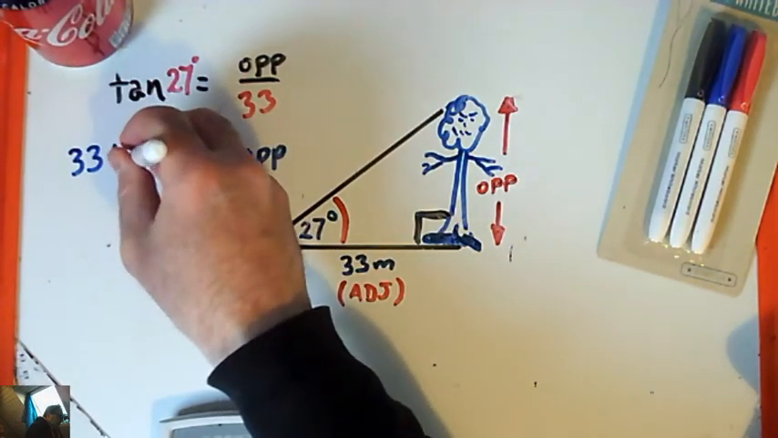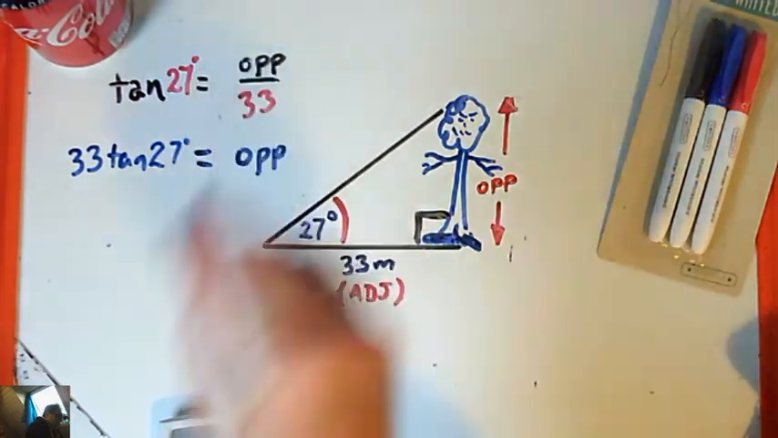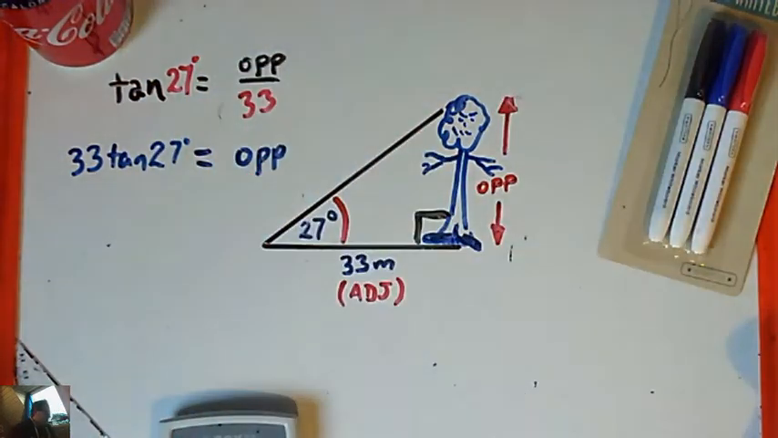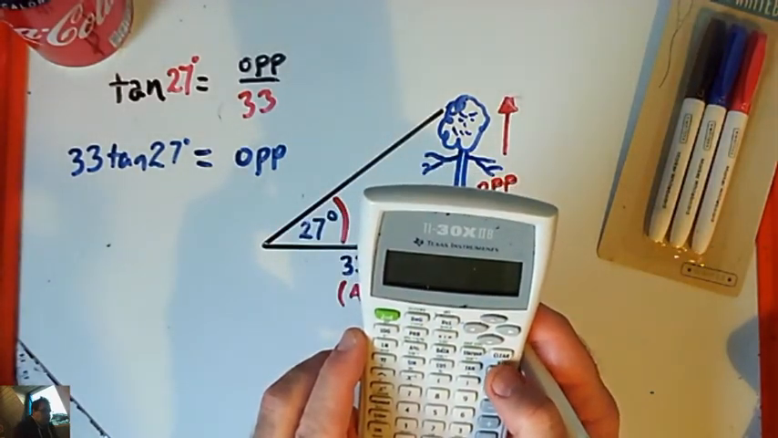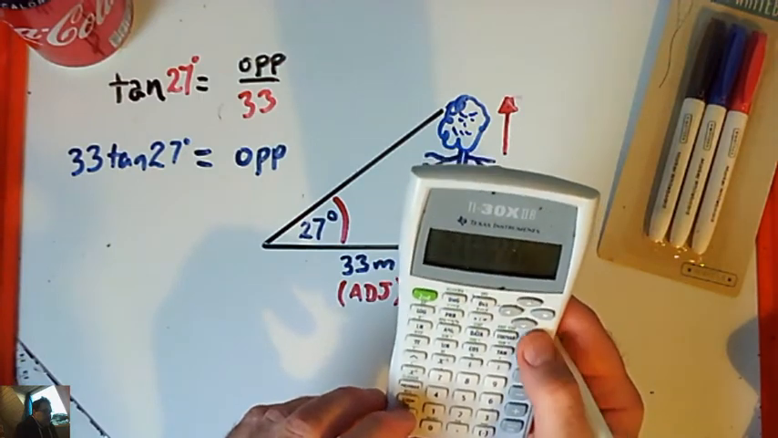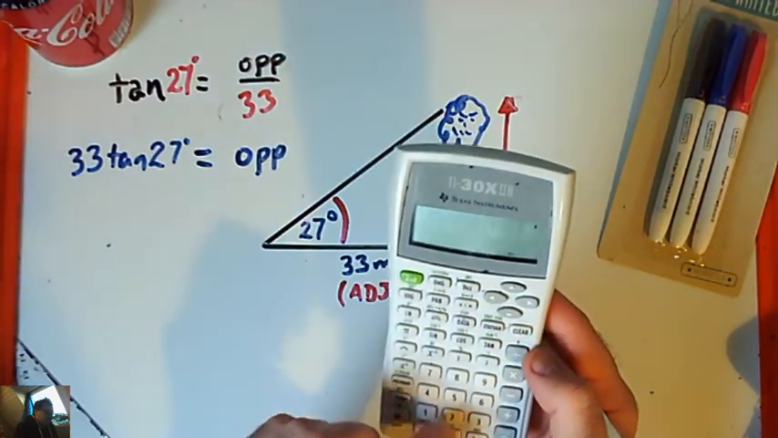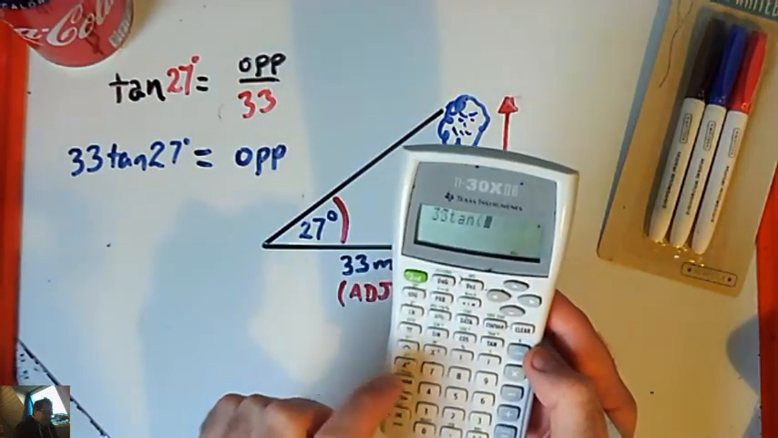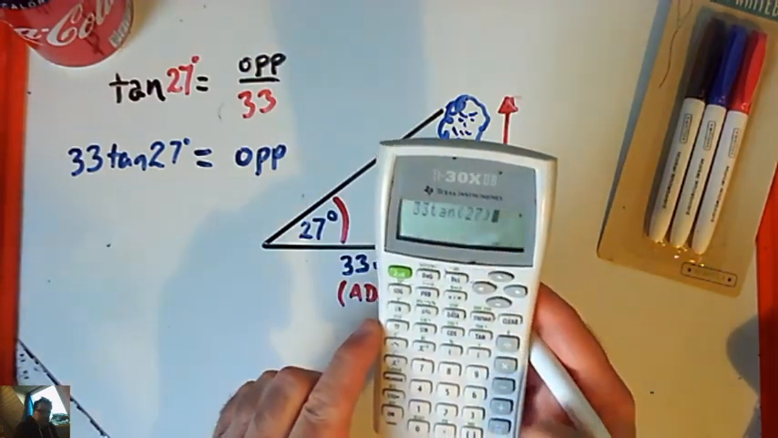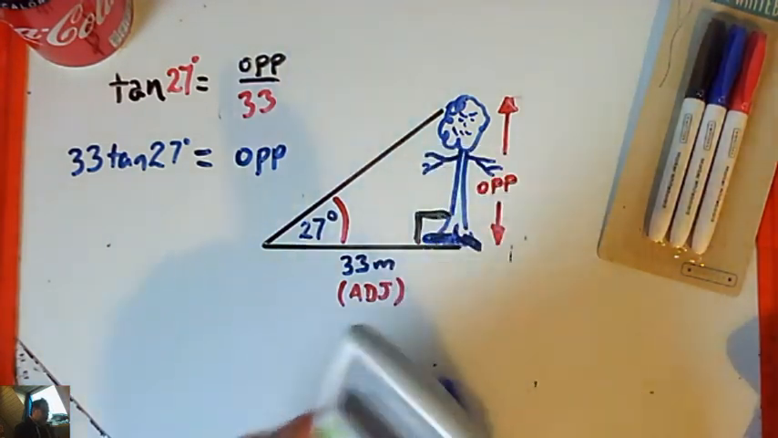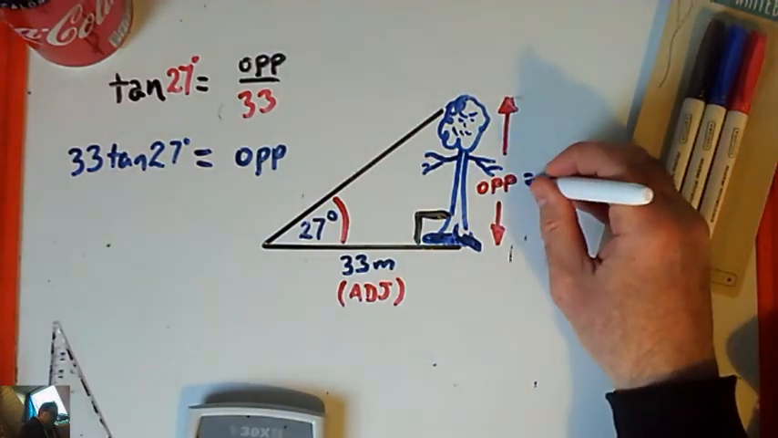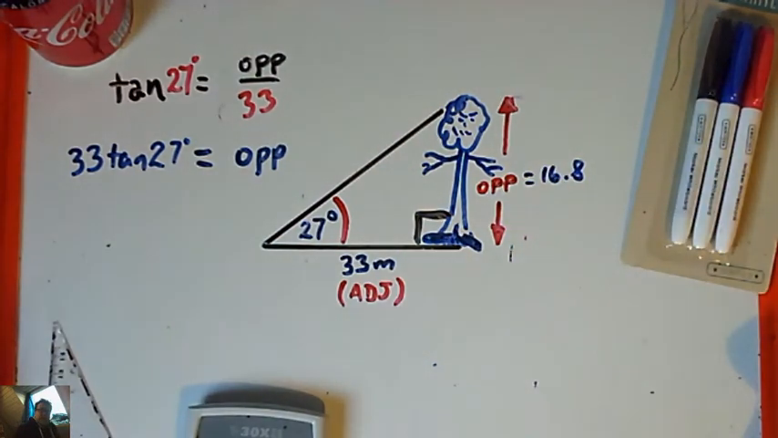So 33 times tan 27 is equal to the opposite. So I've just multiplied both sides by 33 there. So I'm going to just get that on the calculator now. Clear everything I had before. So 33 times tan 27 is equal to 16.8. So the height of the tree is 16.8 meters. And then let's just get on the iMaths and fill that in.